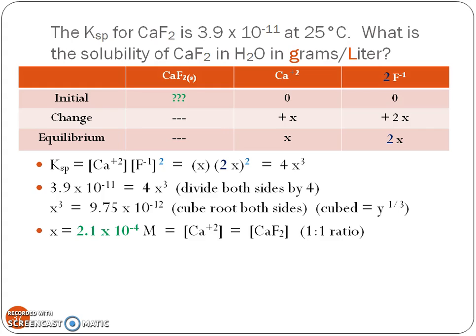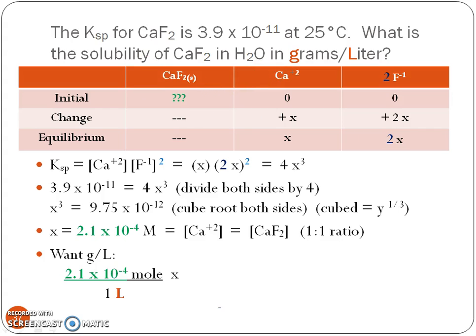Well, that X value equals the calcium ion, which also equals the calcium fluoride. Why? Very nice. It is a 1-to-1 ratio. If this guy was our X value, then we'd have to play around a little bit more, but it's nice that it's a 1-to-1 ratio.